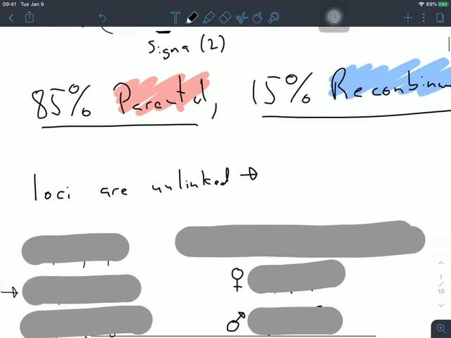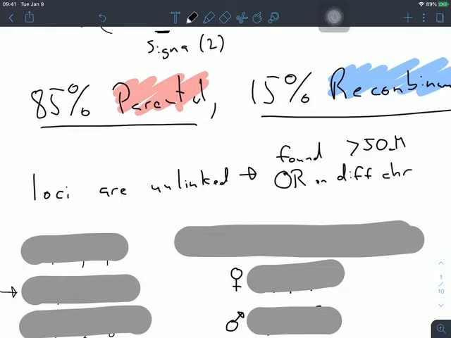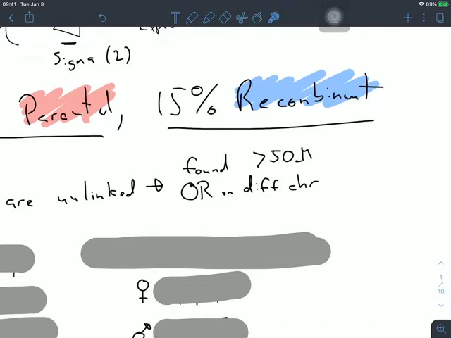This means practically that they are found either greater than 50 centimorgans apart on the same chromosome or on different chromosomes. Because remember, if you are more than 50 centimorgans apart, you behave as though you're on separate chromosomes. And if you're on different chromosomes, well, we know that in meiosis you have a 50% chance of landing on the same side as the allele from the same parent. And you have a 50% chance of landing on the other side.